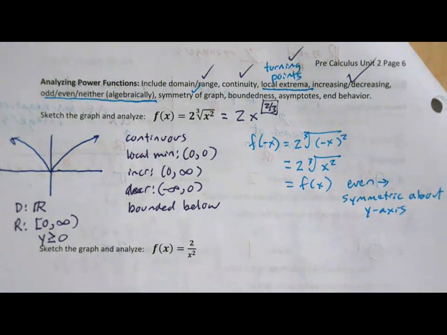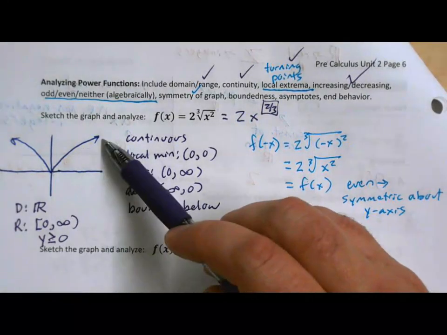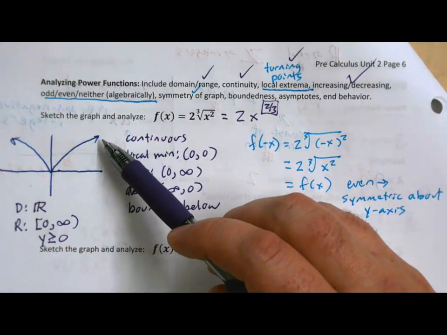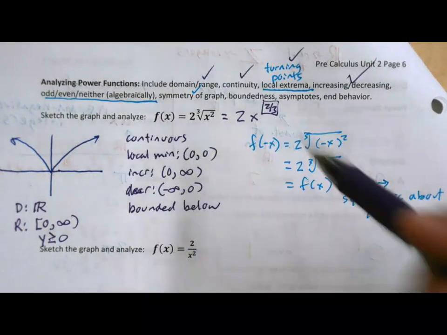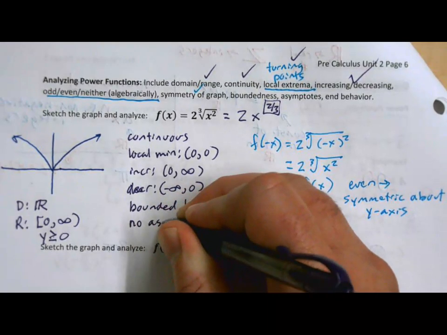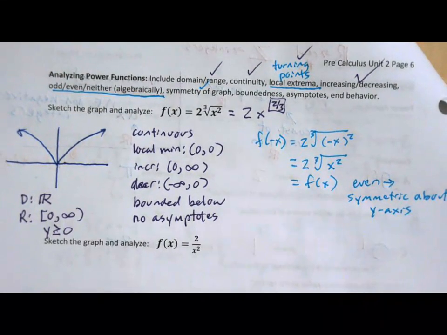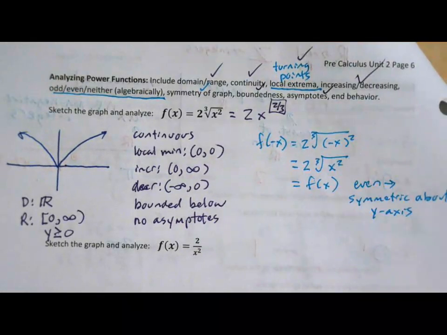Asymptotes. These are not leveling off towards some particular value. They are going to kind of flatten the further they go out. They're going to keep flattening, but they're never going to become flat. They're always going to keep growing forever and ever. So there are no asymptotes on this one. Boundedness, asymptotes. All we have left now is end behavior.